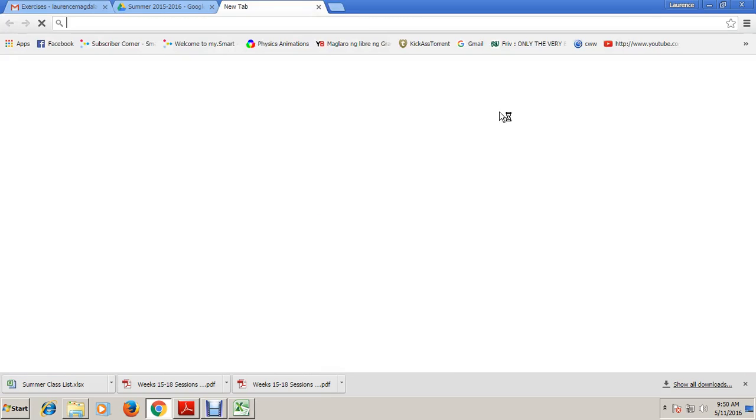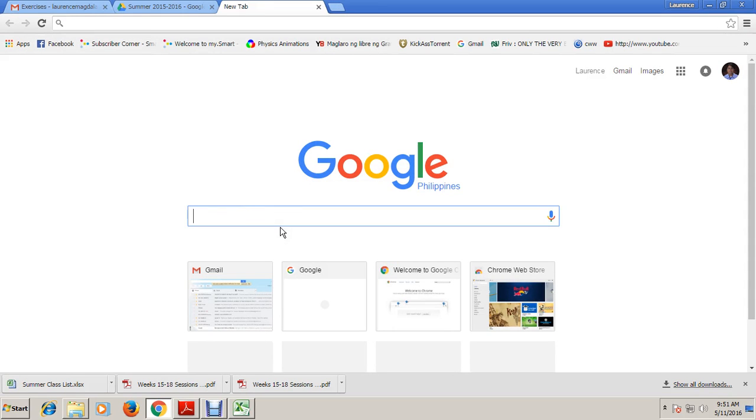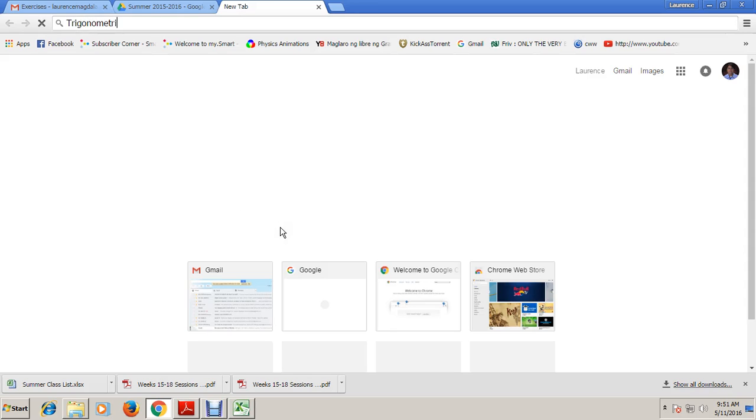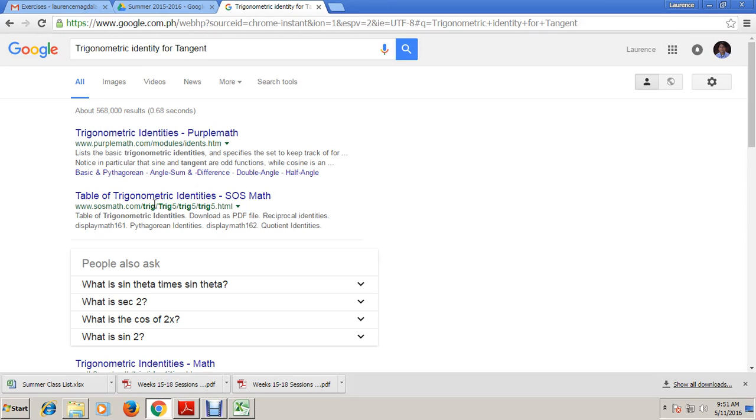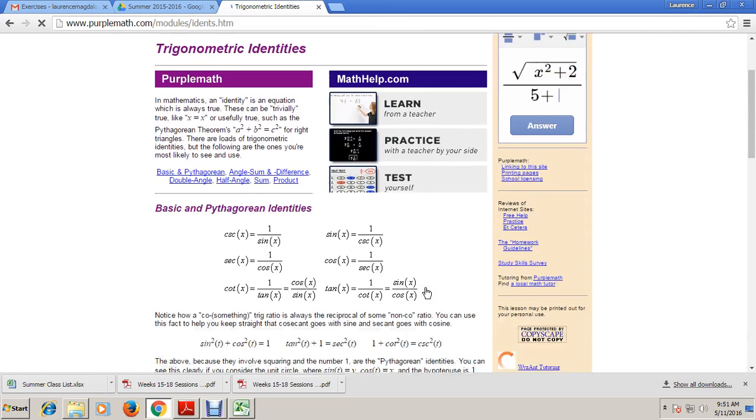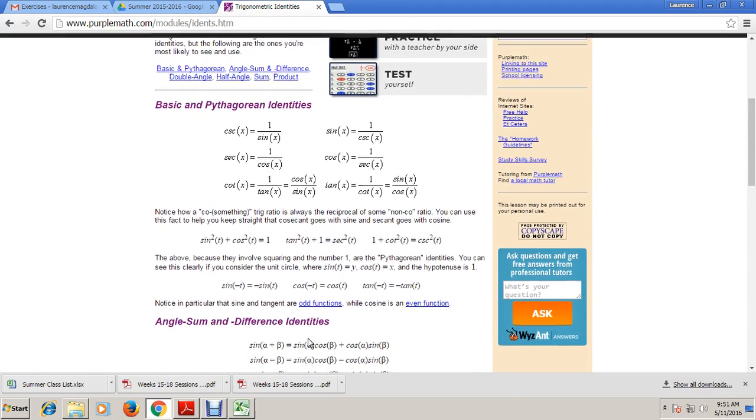Let's try to prove that using an alternate source. Let's try to Google the result: trigonometric identity for tangent. Okay, let's try this one. The idea here is to provide proof that indeed tangent is the ratio of sine over cosine.